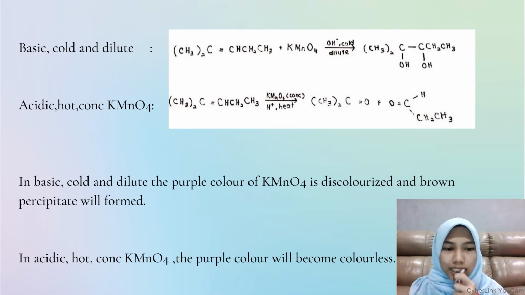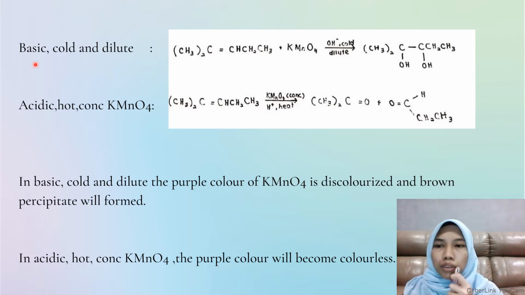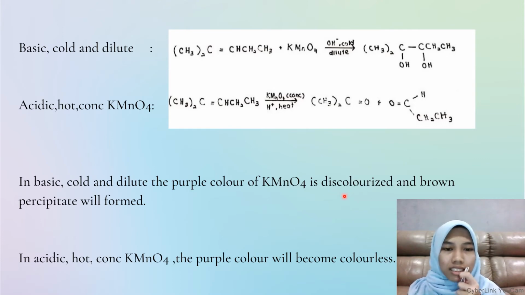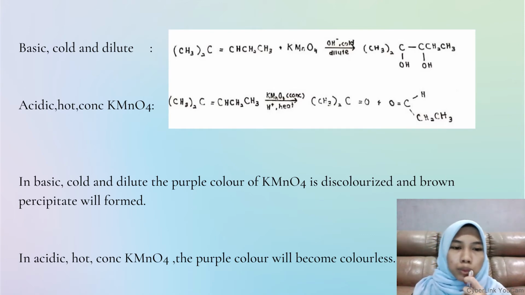Okay, for the last question in task 1, it asks us to state the difference of the observation that we get from the two oxidation reactions. For the first one, in the basic, cold, and dilute condition, the purple color of potassium permanganate is decolorized and a brown precipitate will form. For the second one, in the acidic, hot, and concentrated potassium permanganate, the purple color will become colorless. So this is the difference between the two oxidations.